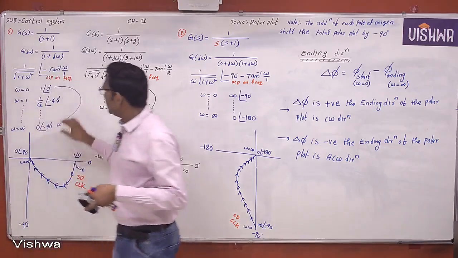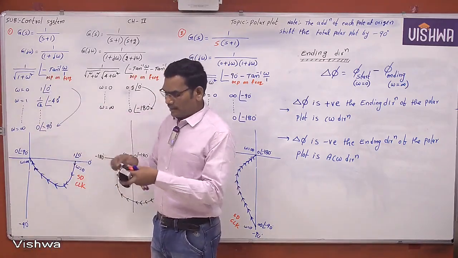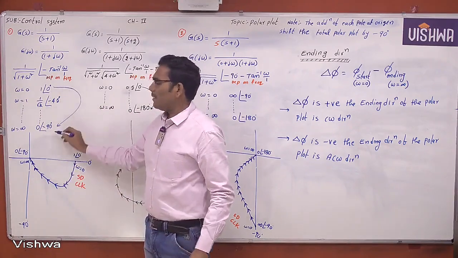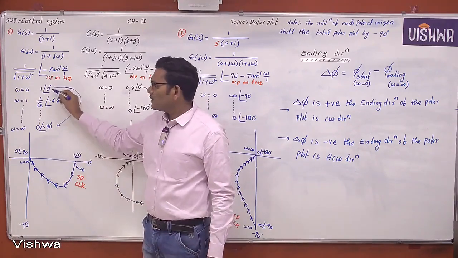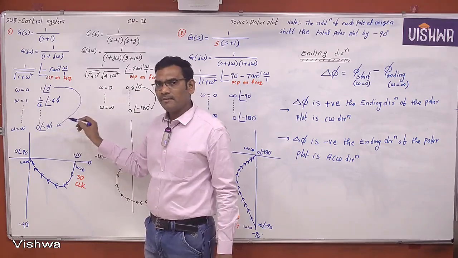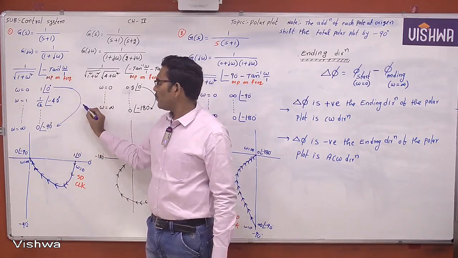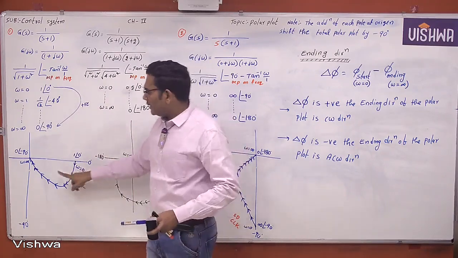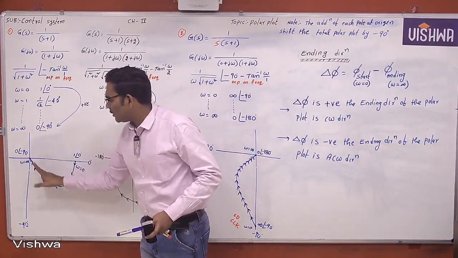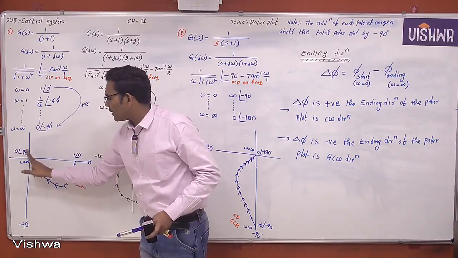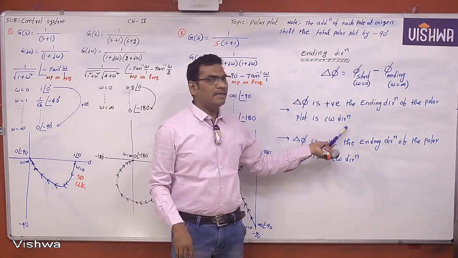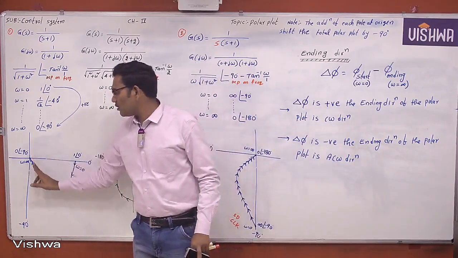See students, now 0 degrees is the starting phase. Ending phase is minus 90. What is the difference? 0 minus of minus 90 is plus, so the phase difference is positive. If the phase difference is positive, what is the ending direction? First you check here. Ending direction is clockwise. Phase difference is positive, ending direction is clockwise. Is it matching or not? Yes.